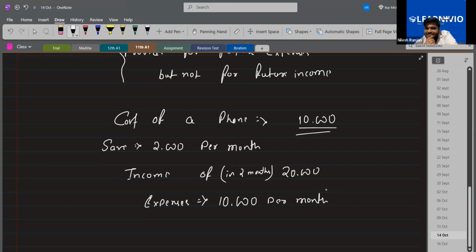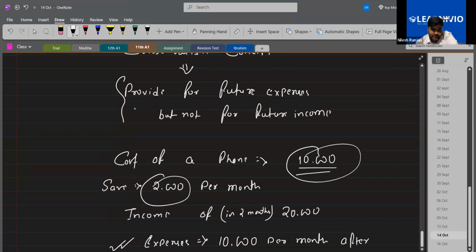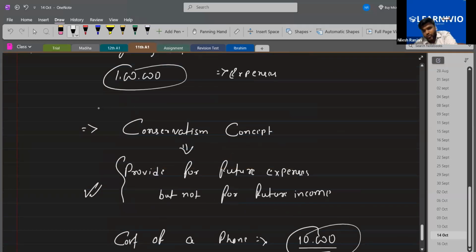Obviously not, sir. Nadia, what do you think? No, sir. We will do any expenses after receiving the money. If we have to do the expenses, we will do it after receiving the money. But in case of future expenses, we save for the future. Yes. So we are providing for expenses, but not for income, which is written here. This is called the conservatism concept.